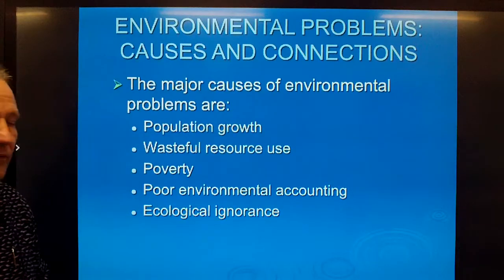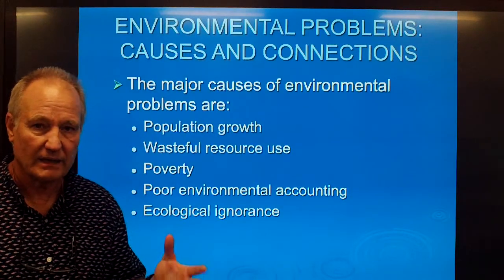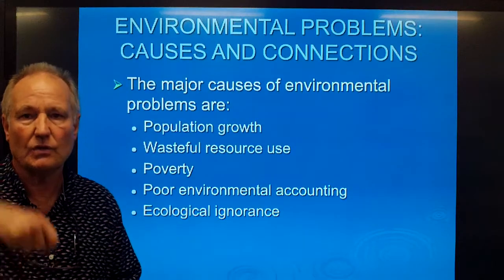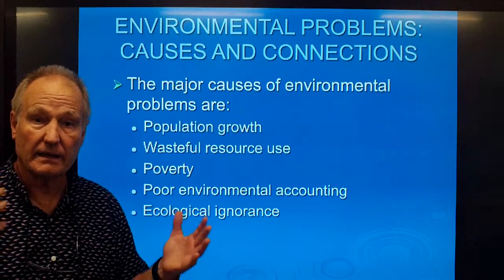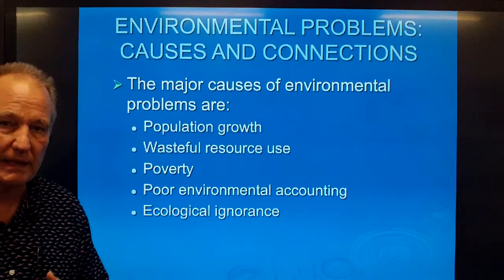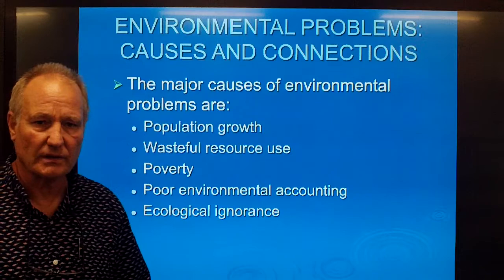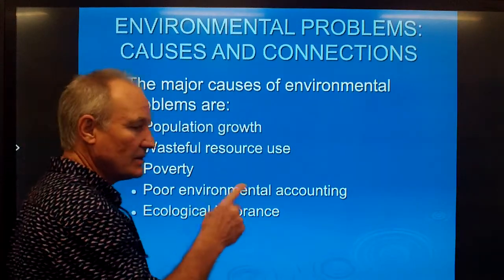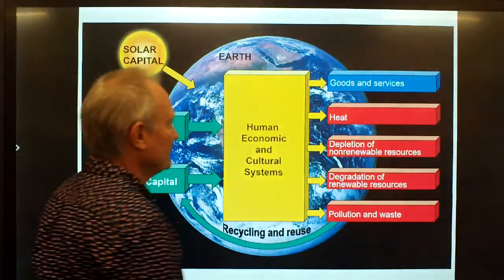Poverty and poor environmental accounting. So before there was an EPA, there was no accountability, so companies could do whatever they wanted to do, put it all out into the atmosphere, and nobody cared. Well, people started to care, and then they finally got around to developing the EPA, which then started to make factories accountable for what they were producing. And the other side of that is ecological ignorance. And we'll get into a couple cases of those right here in Augusta, where we had some ecological ignorance, and that was changed, and therefore that changed the pollution levels.